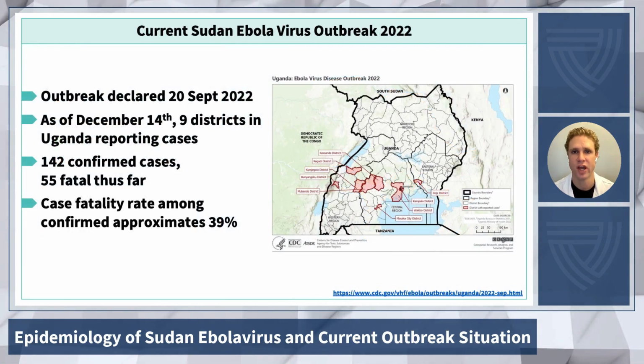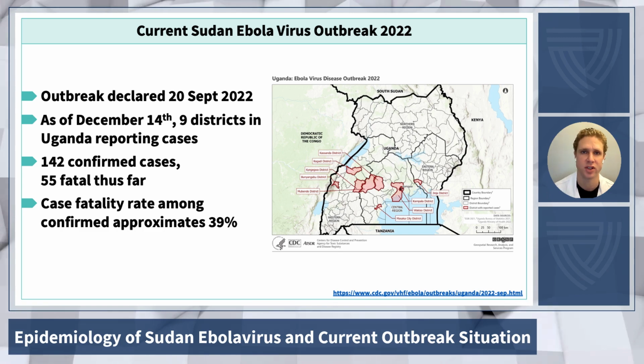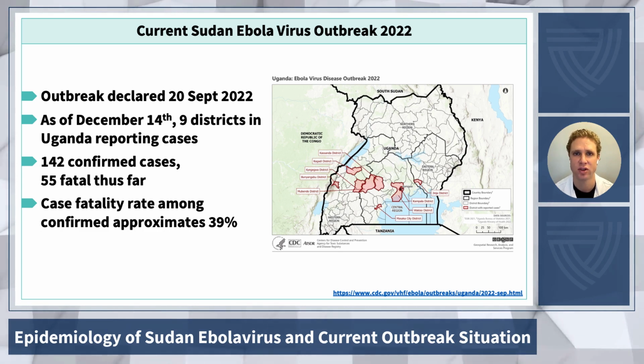Now, in terms of the current outbreak and the current situation, it was first declared an outbreak by the World Health Organization on the 20th of September in 2022 this year, and as of December 5th, we have found that 9 districts in the country have been reporting cases. There have been 142 confirmed cases with at least 20 probable and 55 fatalities thus far.